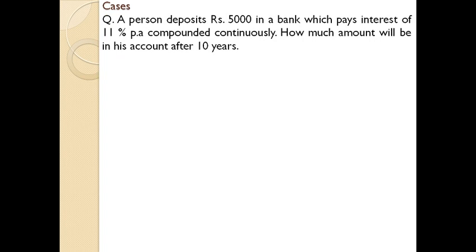Question: a person deposits rupees 5,000 in a bank which pays interest of 11% per annum compounded continuously. How much amount will be in his account after 10 years? It's a usual question. A person deposits a certain sum of money and earns interest of 11% per annum compounded continuously. So you need to use the equation for computing the continuous compounding case. Rate is given, time is given, principal amount is given, and you need to find the annual value.